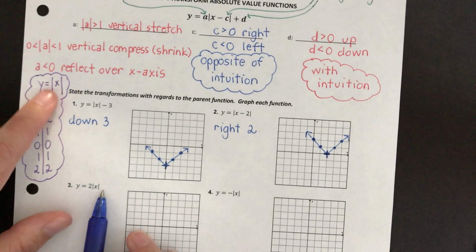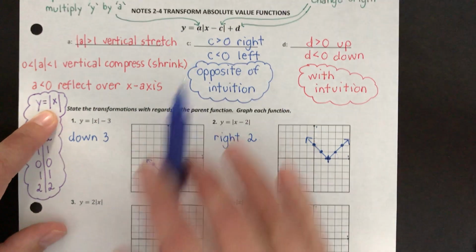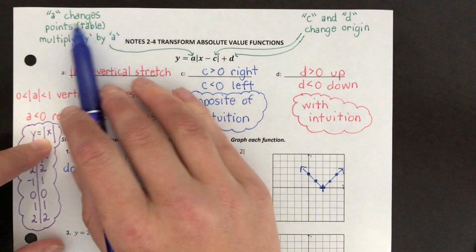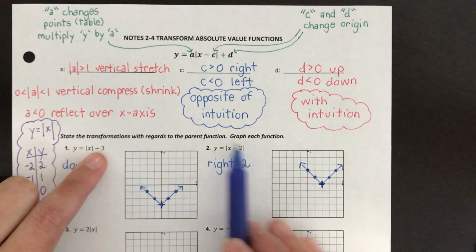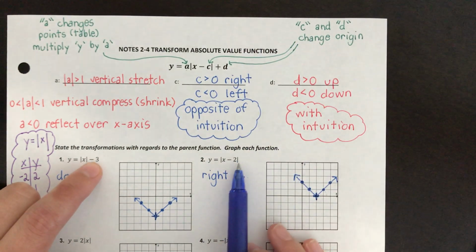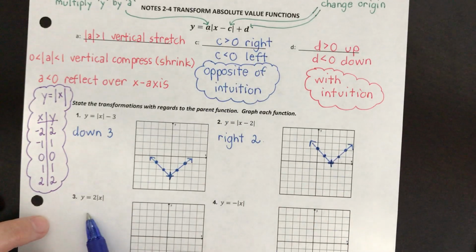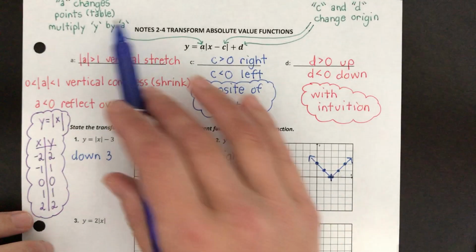Okay, number 3. So number 3, how is that different from the parent function? It has this 2 out in front. So that correlates with my A value. So remember that A value changes the points on the table. Remember that before we had D and we had C, and those changed the origin. So the D and the C changed the origin like we did. We moved the origin. But A changes the points. Okay, so my origin doesn't change here, just my points.